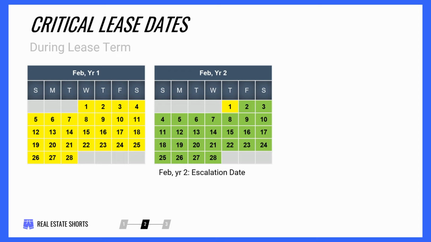So keep in mind that you delivered the space February 1st of the first year. So 1 year later, February 1st of the second year, the rent can escalate. So typically rent escalations happen on an annualized basis. Obviously, there are some exceptions, like step rent, but in this case, let's just assume that it happens on the anniversary date. So that means February 1st of the second year, the rent can increase.